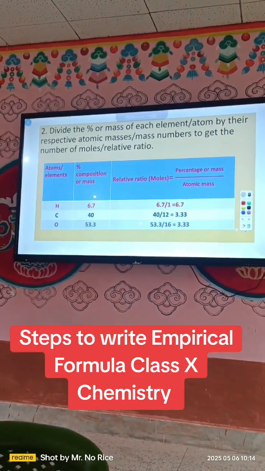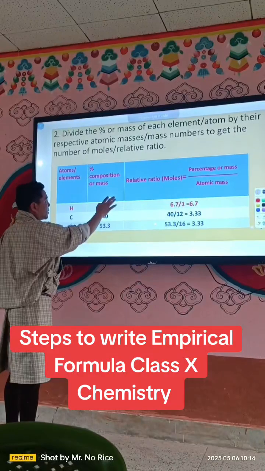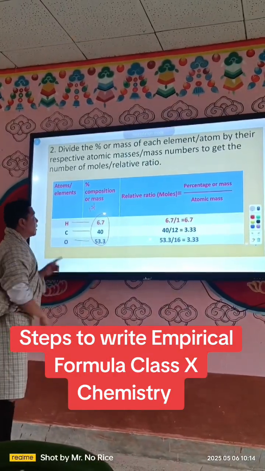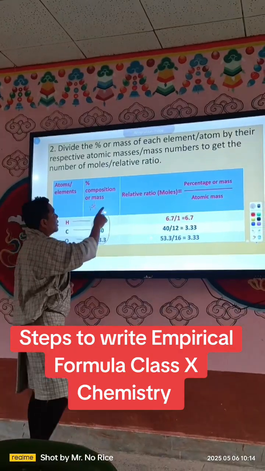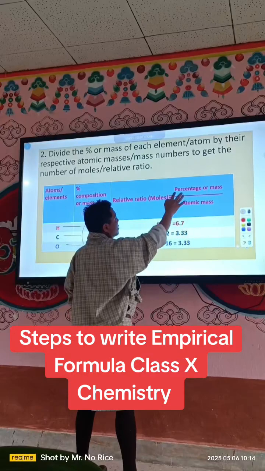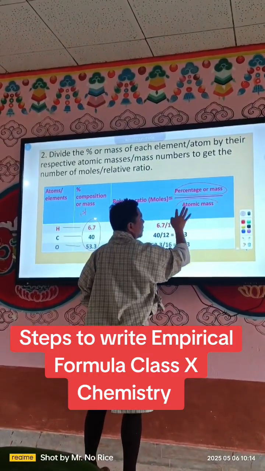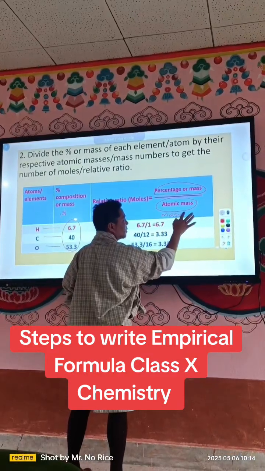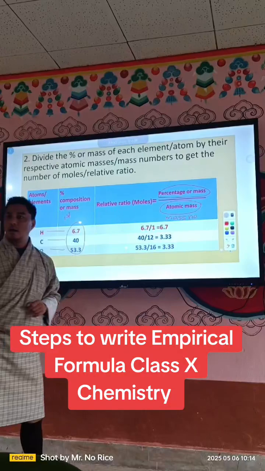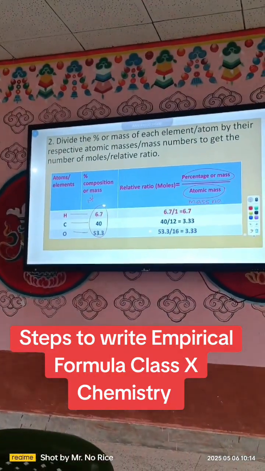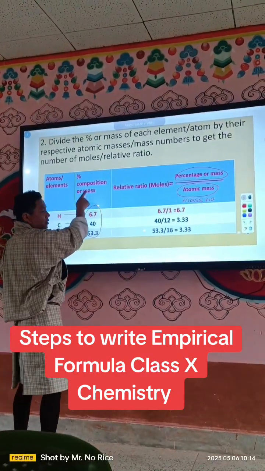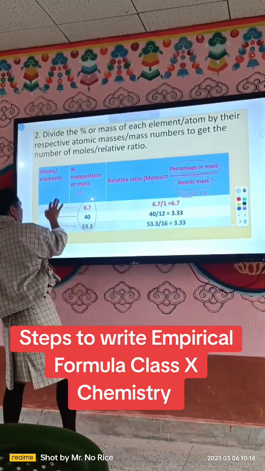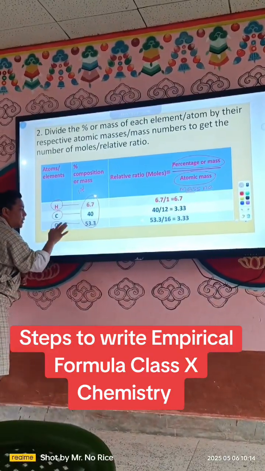So in the second step, what do you have to do? In the first step, you have written the percentage composition for the different atoms. Now in the second step, you have to divide this percentage composition by the atomic mass. What is this atomic mass? Atomic mass means the mass number. So in the second step, you divide the percentage composition by the mass number of the respective elements or atoms.